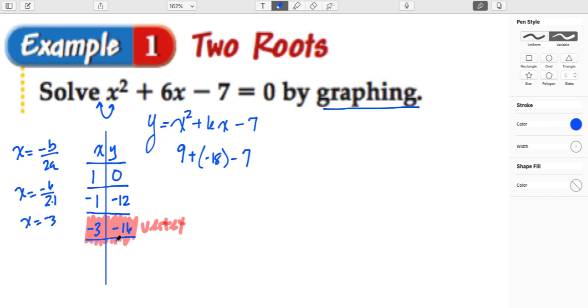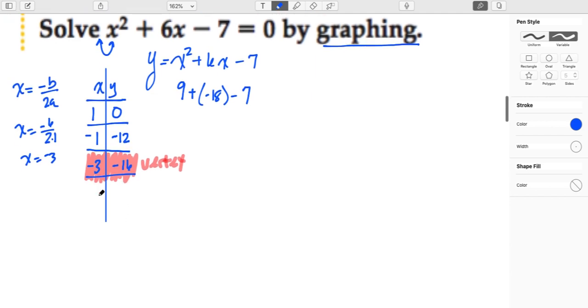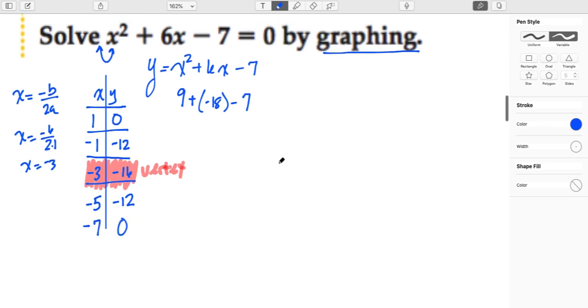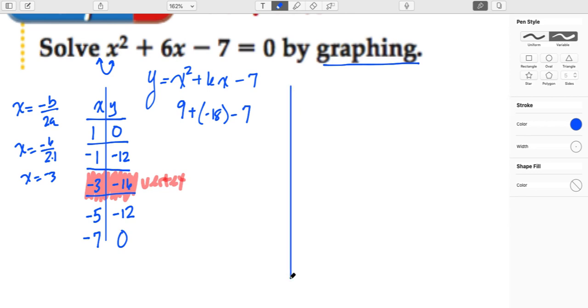And the reason why I only chose to do 3 points is because I know what's happening on one side will happen on the other side because of symmetry. Remember, our vertex is located on the axis of symmetry. So I went 2 spaces to the right. Let's go 2 spaces to the left. So at negative 5, we expect negative 12 to be happening, right? And if we go 4 spaces to the left, we're going to be at negative 7. So at negative 7, we expect to be at 0. So this is some good information to help us graph. And so we'll get started with our graphing now.